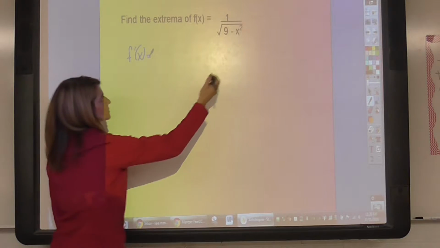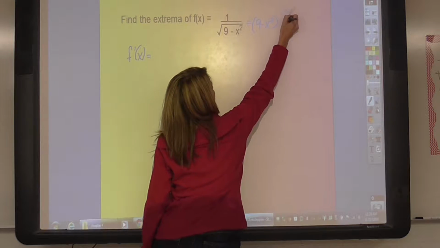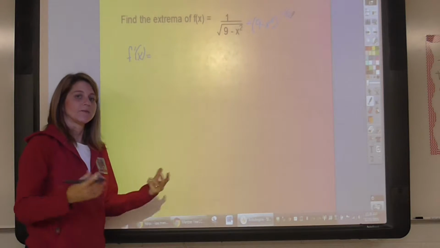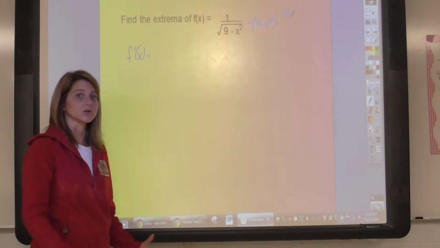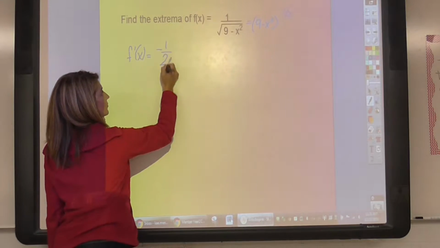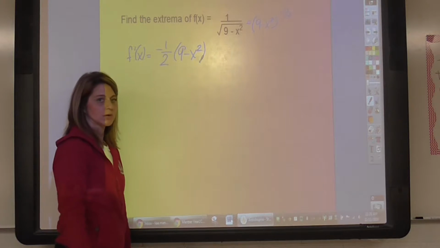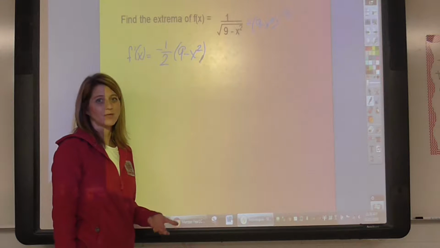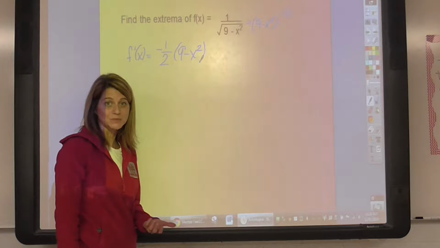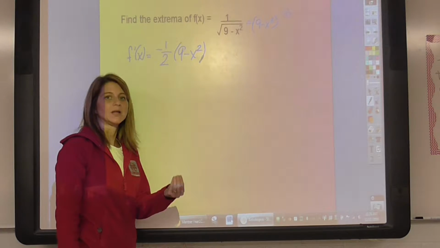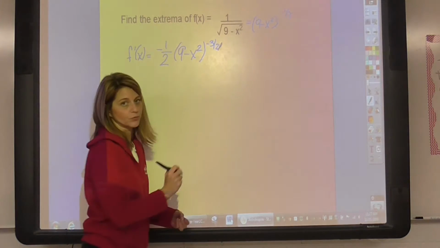If I call this 9 minus x squared all to the negative half power, I have a chain rule. I've got to take care of that outside function, which is that negative half power first. Dropping down the negative half power, leaving the parentheses of 9 minus x squared, and what happens to that negative half power? It drops by 1. Oh crap, so what happens when it drops by 1? You're already in a negative half, now you're at negative 1.5, so negative 3 halves. Don't freak out, it'll be okay.